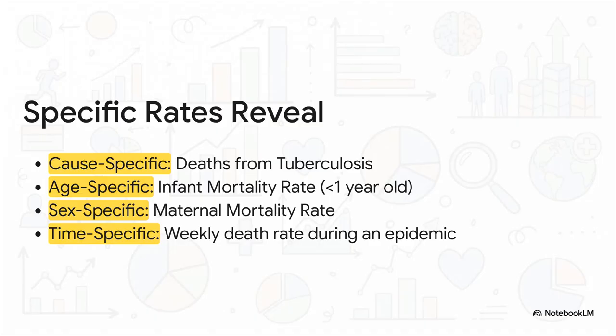And this is where the real public health detective work starts. We can calculate the death rate just from tuberculosis, or we can look at the infant mortality rate, which focuses only on the tragic deaths of children under 1 year old. We can even calculate weekly death rates to track the absolute peak of a bad flu season. Each one of these specific rates is like a vital clue that helps solve a larger public health puzzle.